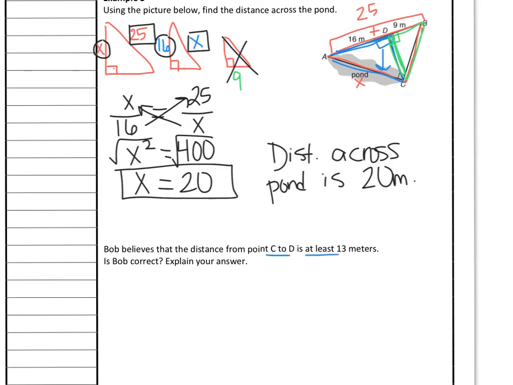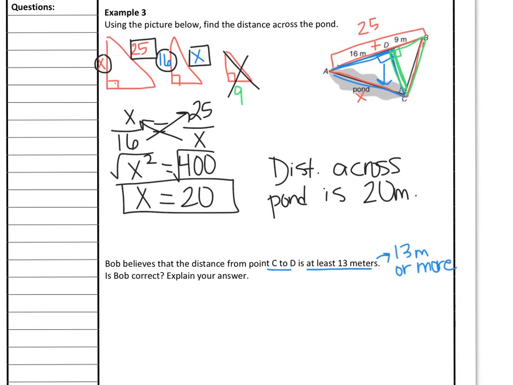Okay, so the last part here says Bob believes that the distance from point C to D is at least 13 meters. So what does at least 13 meters mean? It means 13 meters or more. Okay, so at least means that amount or greater. So we need to relook at our triangles now, and we can actually label that our pond is 20 here.